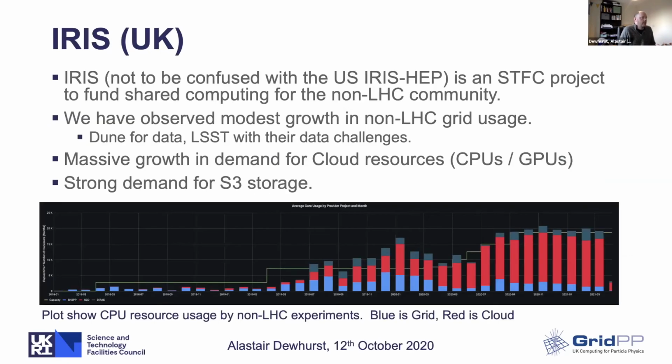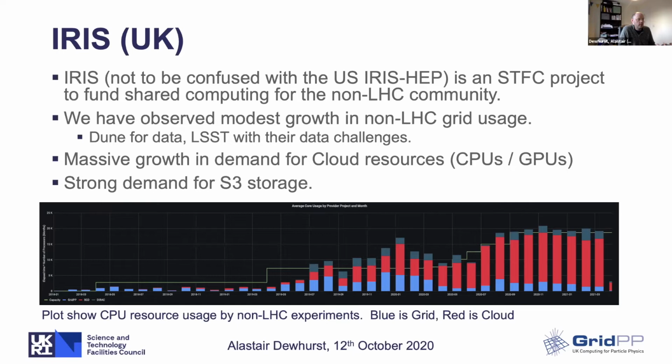Okay, sorry about that. So moving on. Then IRIS, and I put it in UK because I know there's an IRIS HEP. That's an STFC project which has been going for 3 years now, and it was 4 million a year, to fund shared computing and services for the non-LHC community. What we've shown here is that we've observed modest growth in non-LHC grid usage. So people like June have come along, LSST, or the Vera Rubin Observatory, with their data challenges, and they're making some use of the grid.